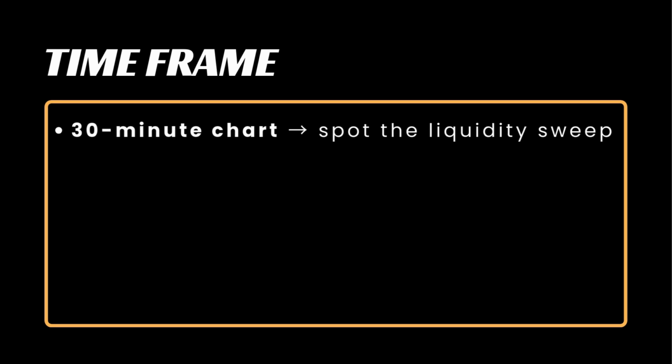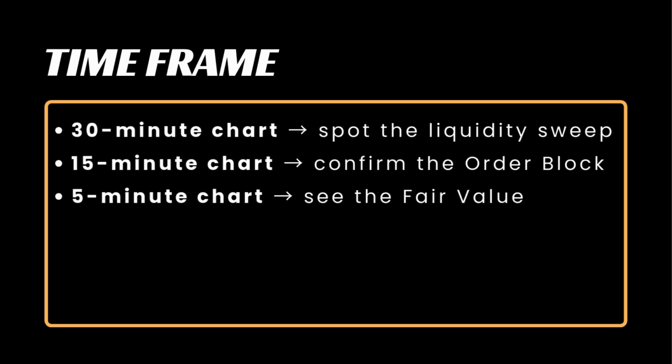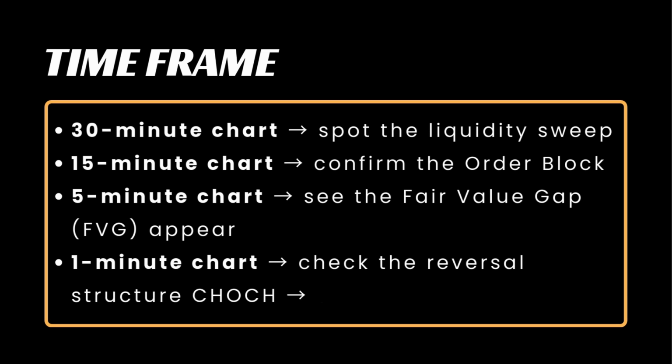Here's an example. 30-minute chart, spot the liquidity sweep. 15-minute chart, confirm the order block. 5-minute chart, see the fair value gap, FVG, appear. 1-minute chart, check the reversal structure, CHOCH, then enter the trade.